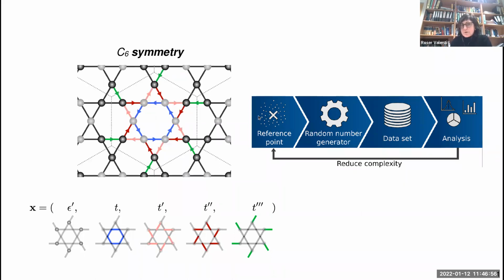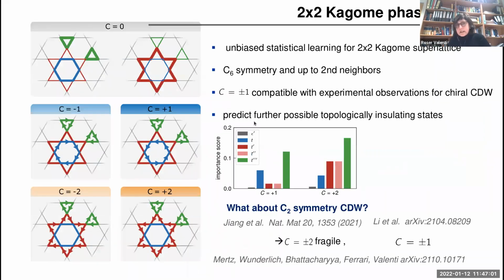I want to show you some results, for instance, by constraining ourselves to C6 symmetry. The type of phases that one finds is that we can have trivial phases, topologically trivial phases, like the Star of David or the inverse Star of David. The strength of these plots means that for the realization of such a phase, we have very strong neighbors along these connections here and less strong along these connections here.